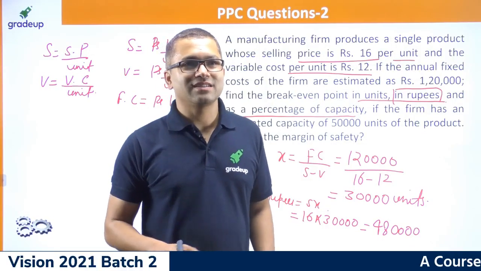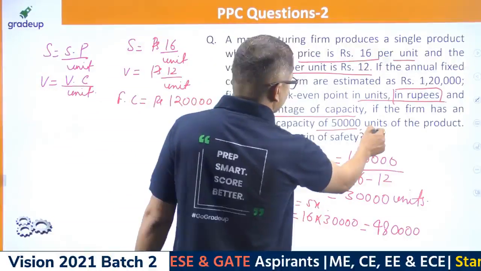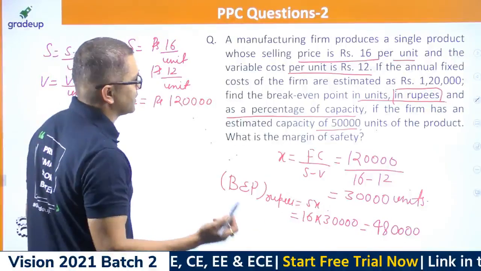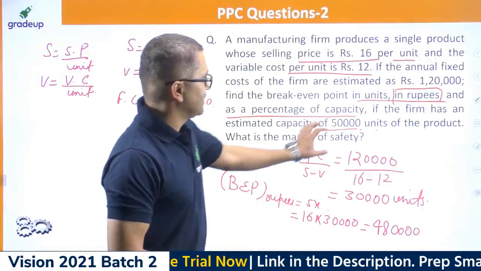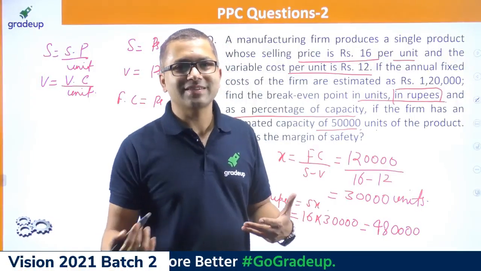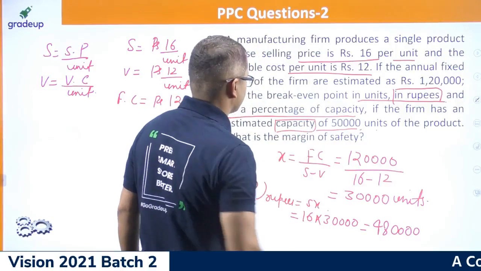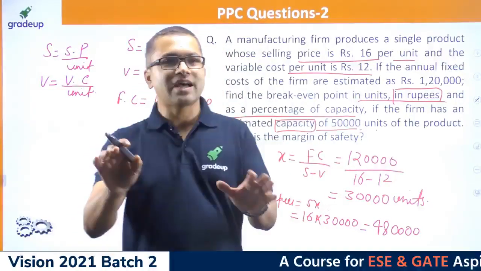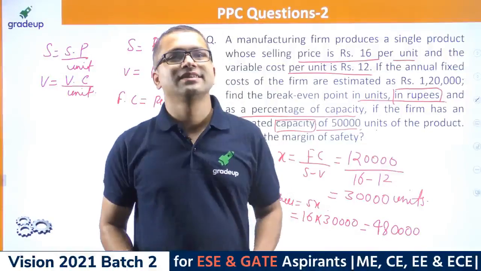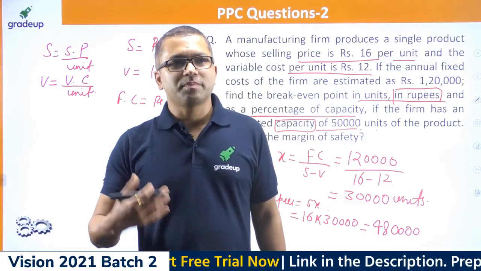What it is asking for is not understood. Capacity is given to you as 50,000 units. What is the meaning of capacity? Firstly, let's talk about capacity. What is the meaning of this term over here? Just type in your options, guys. Let's say the capacity of a truck is 200 kgs.